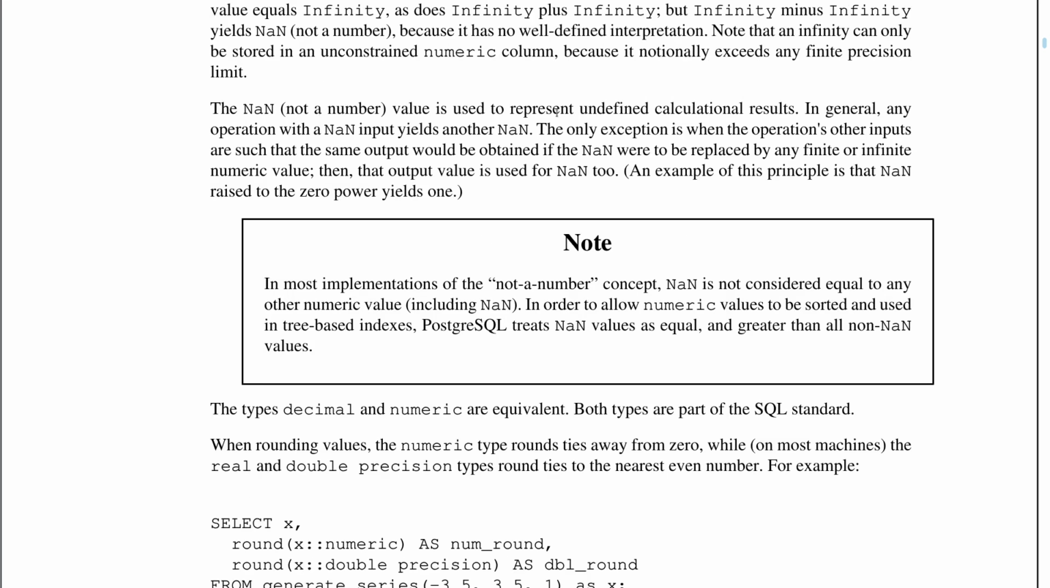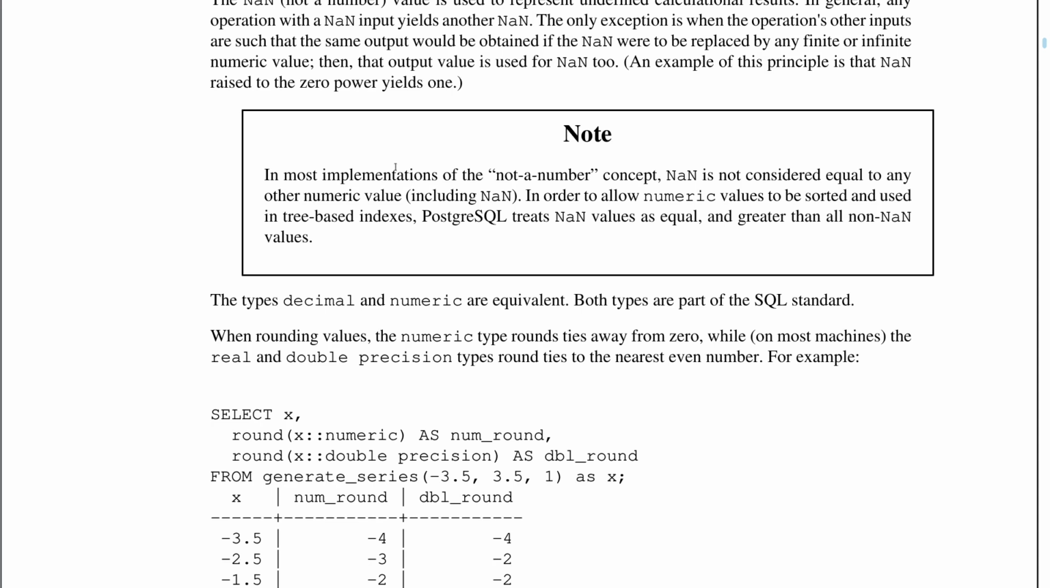The NaN value is used to represent undefined calculational results. In general, any operation with a NaN input yields another NaN. The only exception is when the operation's other inputs are such that the same output would be obtained if the NaN were to be replaced by any finite or infinite numeric values. Then the output value is used for NaN too. An example of this principle is that NaN raised to the power 0 yields 1. So we know that if we raise any number to the power 0, it is 1. So that also applies to NaN.